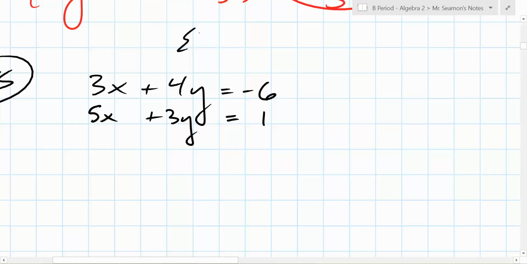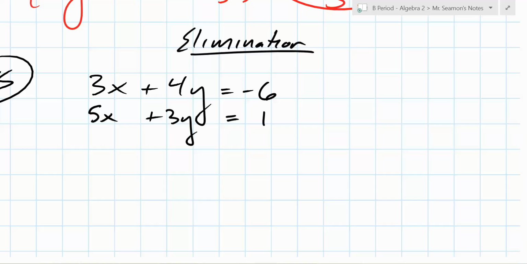To use elimination, you need to get opposite coefficients on one of these, so when you add them together, one thing goes away. So in this case, you really do need to multiply both. That's the best way to go about it. You don't have to, but it's the best way.